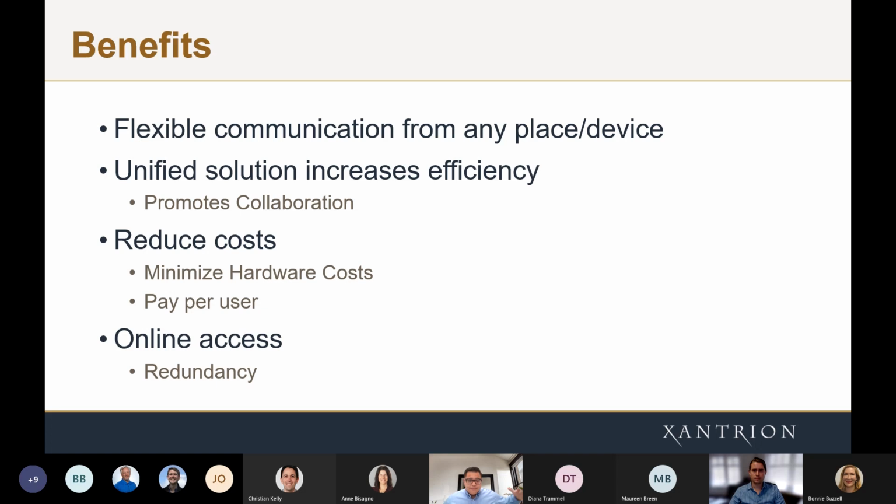Additionally, on top of that, which we haven't even gotten into, you're going to be able to minimize your hardware costs if that's something you're not looking to invest in. And you're going to have this pay-per-user model, which again is going to help you plan for these costs and build them into your monthly budgets. And then something that I don't think we really talk about enough about unified communication as a service is the online access and the redundancy that ultimately builds into our phone system, right?